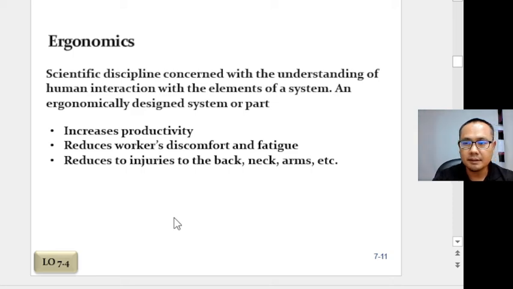Not only the car, we've got the ergonomics. This is what you can see: ergonomics is the scientific discipline concerned with the understanding of human interaction with the elements of a system. An ergonomically designed system or part can increase productivity, reduce workers' discomfort and fatigue, and reduce injuries to the backs, necks, arms, etc.